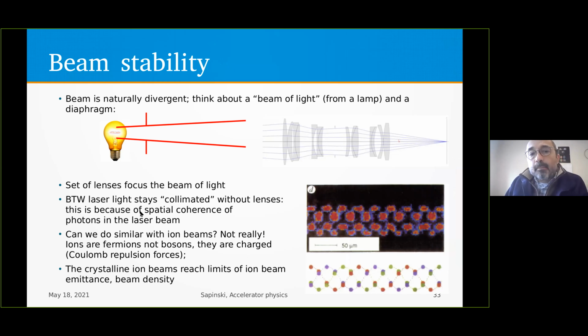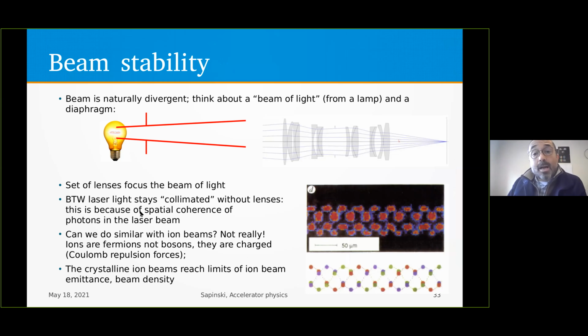When you think about a beam of light which goes through a hole, through a collimator, a hole in the shield, then it's naturally divergent. You have a hole which is, let's say, a few millimeters, and on the wall a few meters away, you have a much bigger light spot.